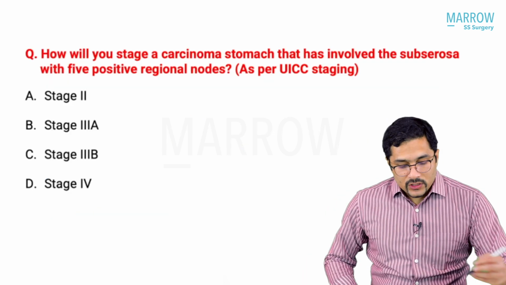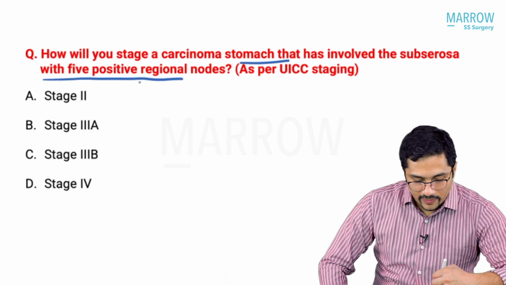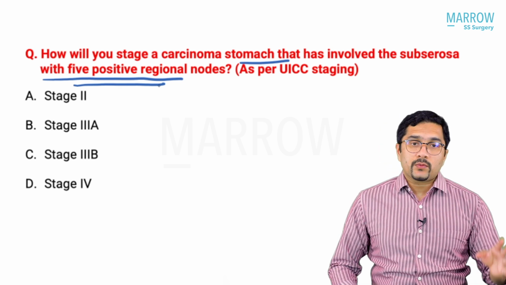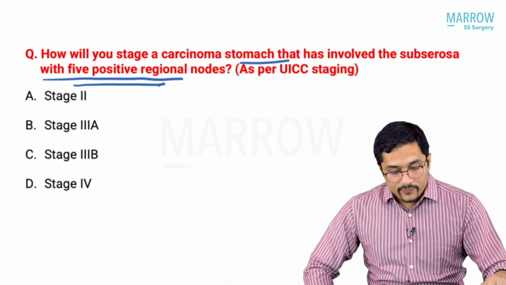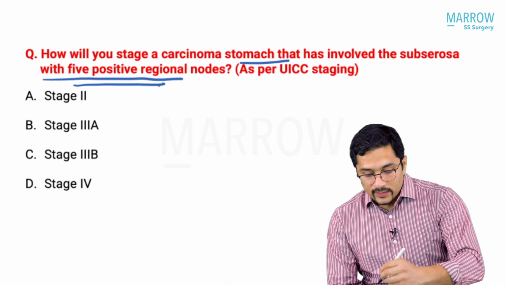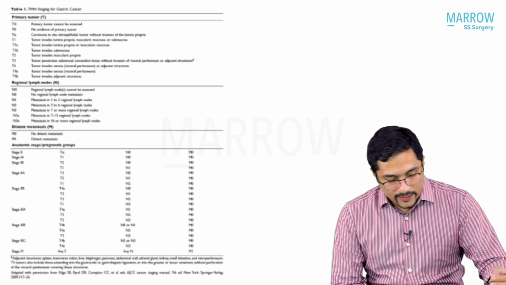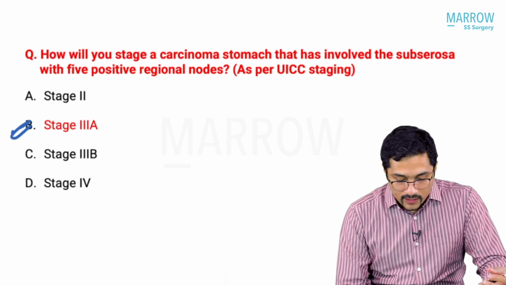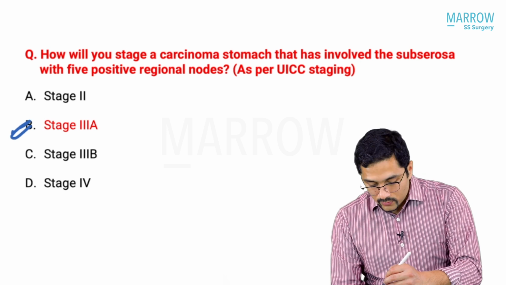How will you stage carcinoma stomach that has involved the subserosa with 5 positive regional nodes? So, you can see there were 2 questions, one from gallbladder cancer staging and one from gastric cancer staging as well. The correct answer here is 3A, and this is the gastric cancer staging. It is stage 3A involving the subserosa with 5 positive regional nodes.